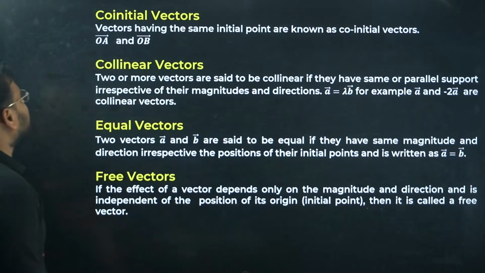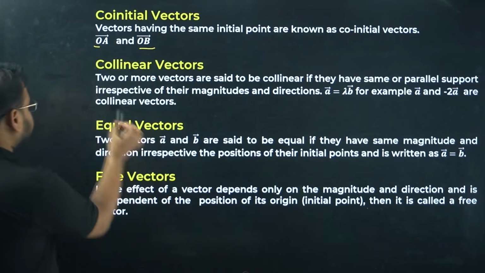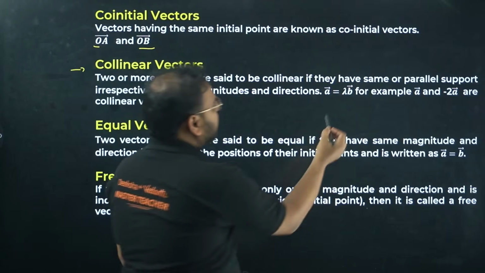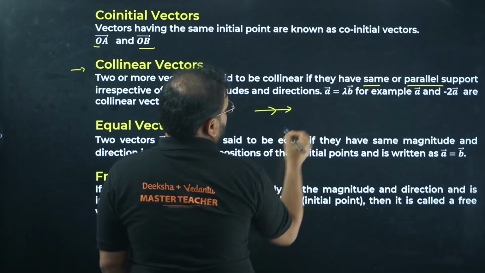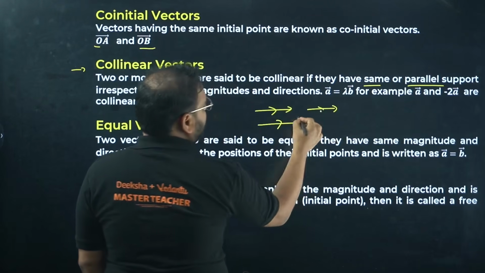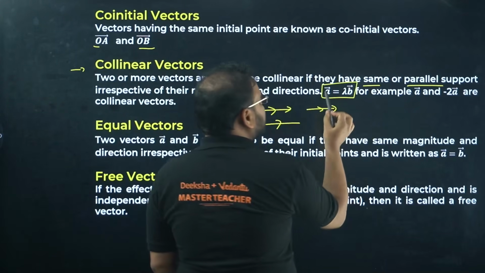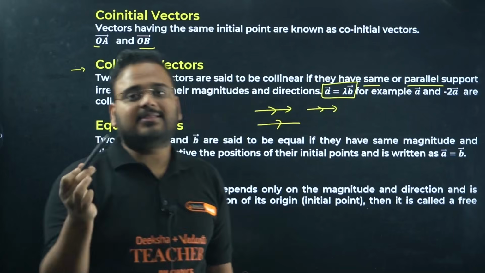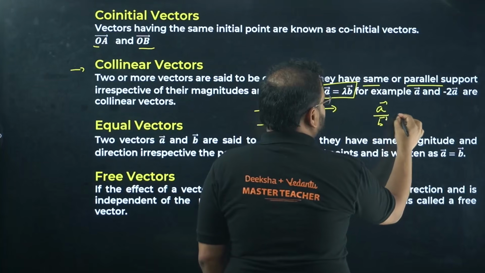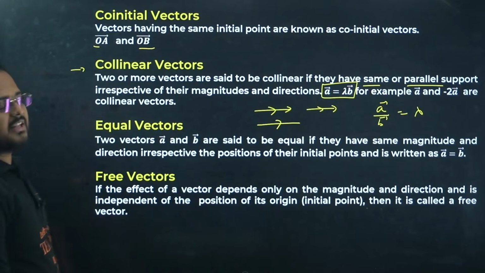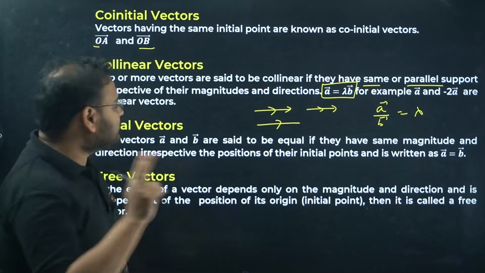Now co-initial vectors. If you have the same initial point, the vectors are called co-initial vectors. Next, collinear vectors. If they are on the same or parallel support, I can go like this, even I can go like this or like this. These are all cases of collinear vectors. In that case, we can simply say that the direction sense will remain the same, just that the length or magnitude can be different. That's why we introduce vector A by vector B is equal to some constant, some scalar value lambda.